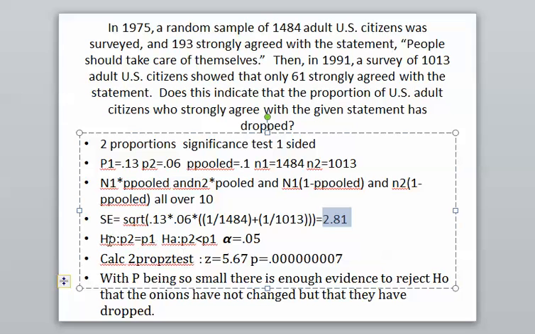So the null hypothesis is that P2 is equal to P1, that it hasn't dropped. Okay? The alternative hypothesis is that P2 is less than P1, that it has dropped. Okay? And we use an alpha level of 0.05. I simply do a two proportions z test. Z is equal to 5.67. My probability here is very, very low.